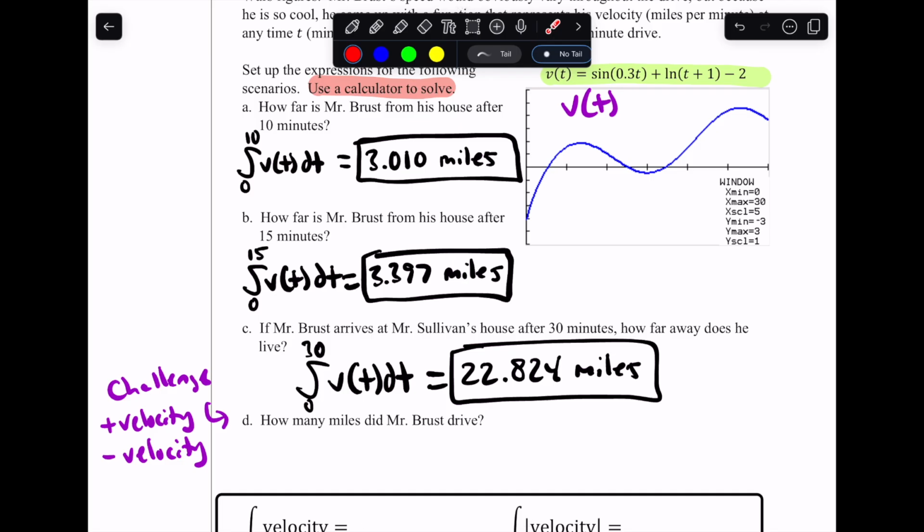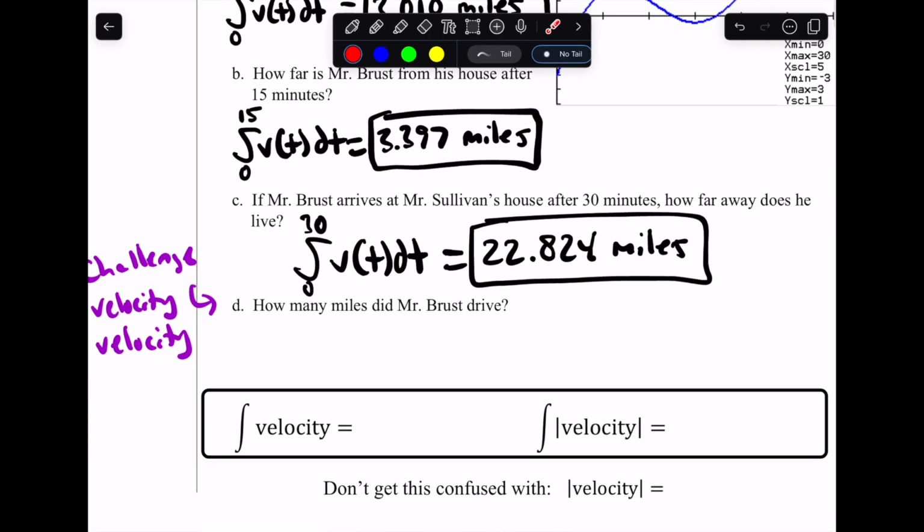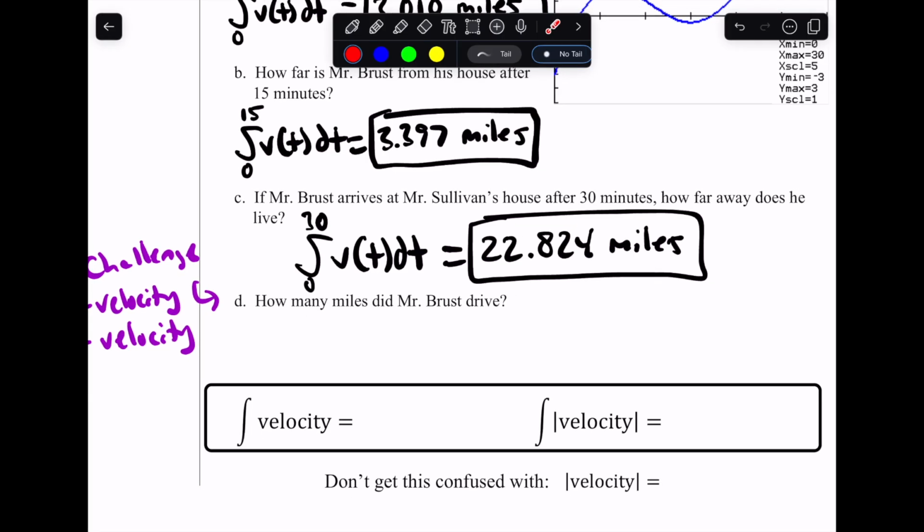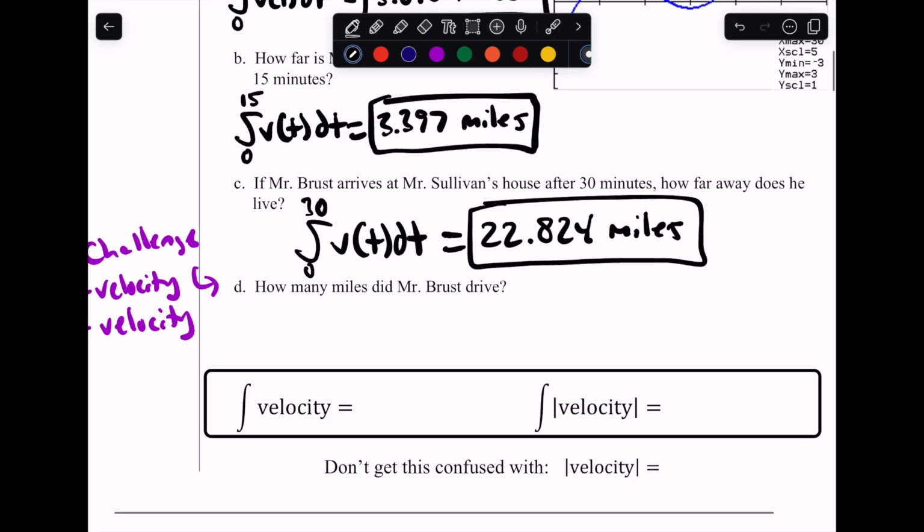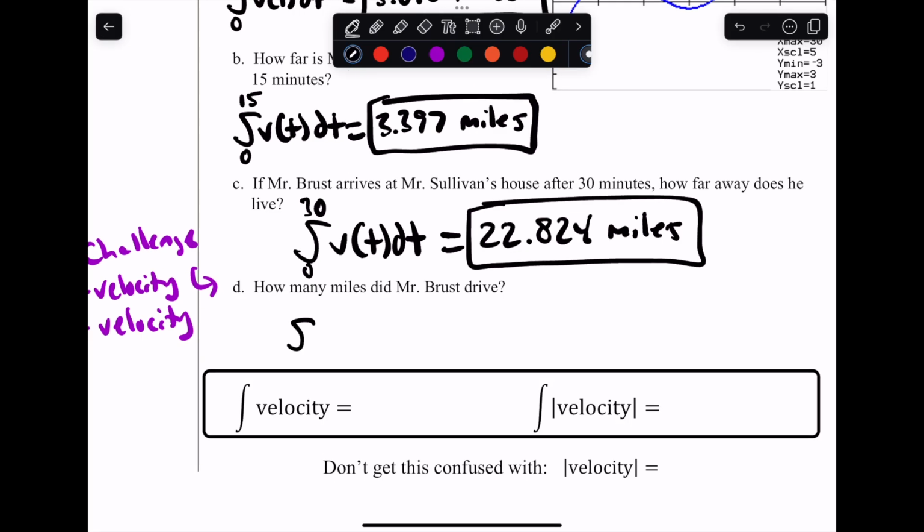Because we want to think about the total miles that he drove, that's going to take into account both the positive velocity and the negative velocity. In general, we want to make that negative velocity positive, and so a trick that we can do here is to bring in the absolute value. Instead of integrating the velocity from 0 to 30 like we did in part C, we can find the integral of the absolute value of the velocity function with respect to time.